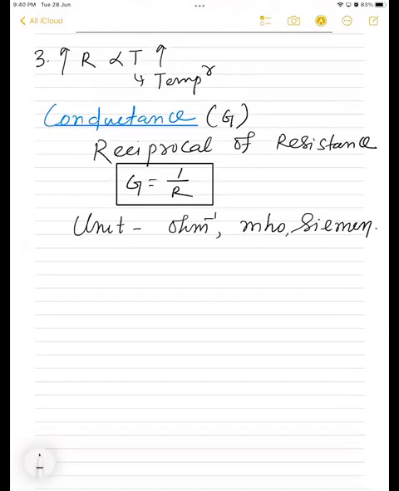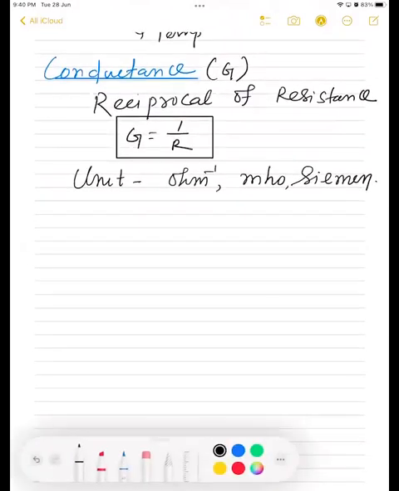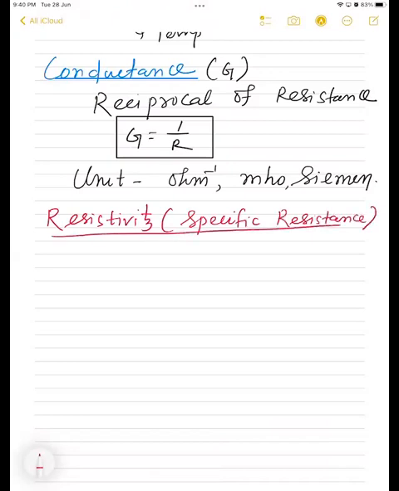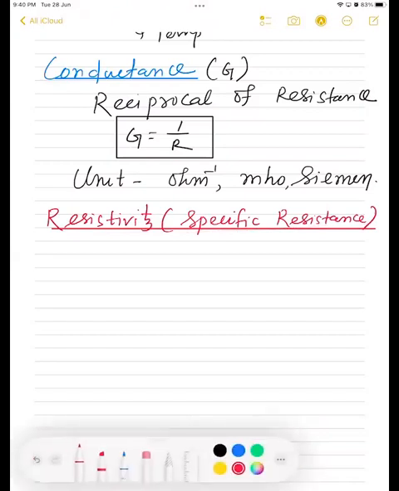Are you getting all? Then another quantity, students, from your early classes, high school level classes, you were acquainted with this term, that is resistivity, right? Resistivity, or its another name is specific resistance, right? It's resistivity or specific resistance.